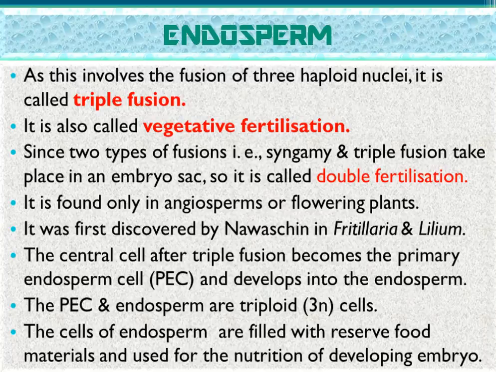It is found only in angiosperms or flowering plants. It was first discovered by Navaschin in Fritillaria and Lilium. The central cell after triple fusion becomes primary endosperm cell or PEC and develops into endosperm. Primary endosperm cell and endosperms are triploid cells. The cells of endosperm are filled with reserve food materials and used for nutrition of developing embryo.